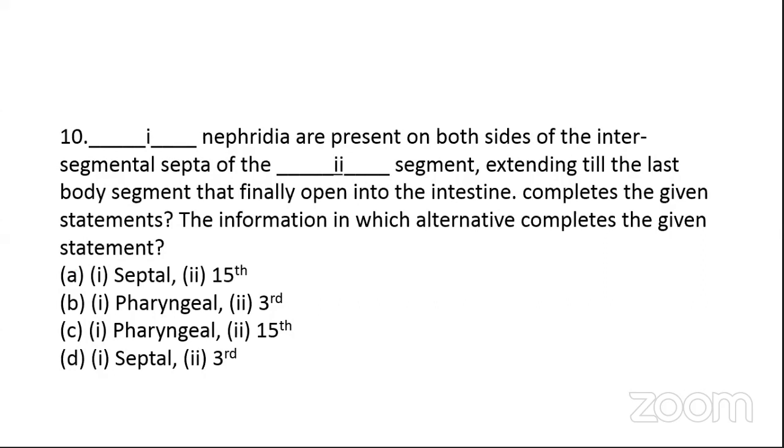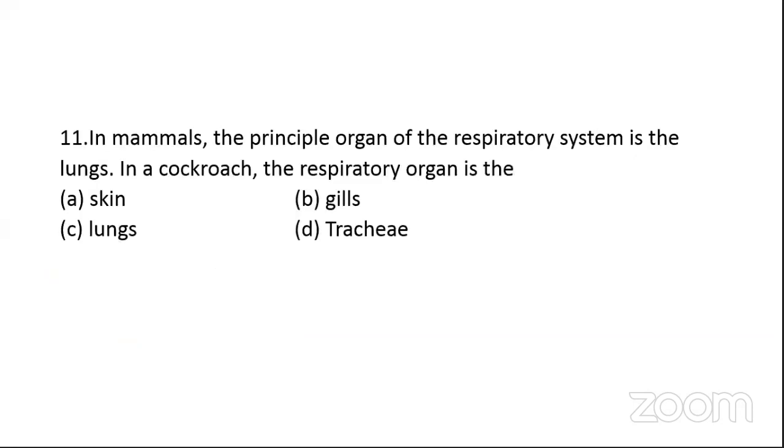Then 10th one. Blank nephridia are present on both sides of intersegmental septa. That is septal nephridia. Okay, that is septal. So pharyngeal is gone here. Septal nephridia. Okay, so of the blank segment, 15th to last. So here they have given third. So D is wrong. So A is correct. Okay, remember this. Very important.